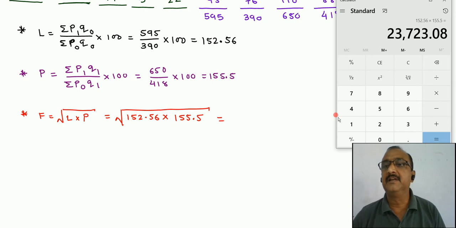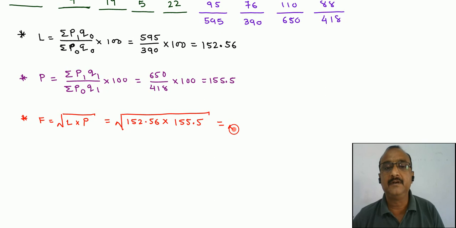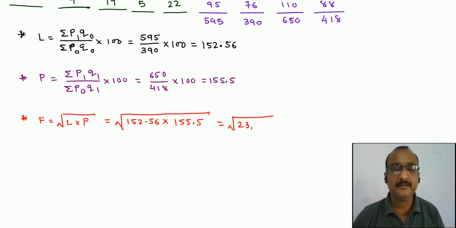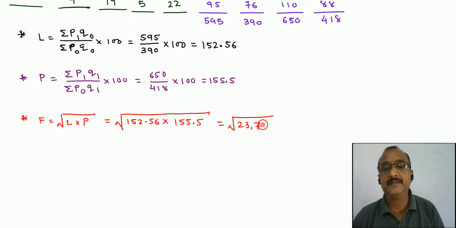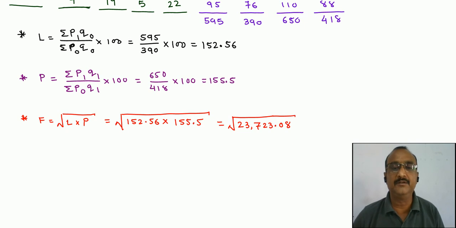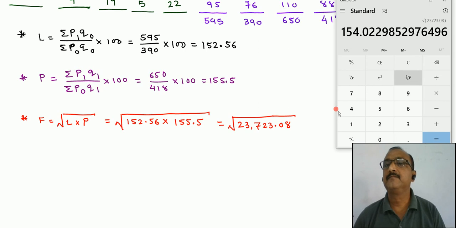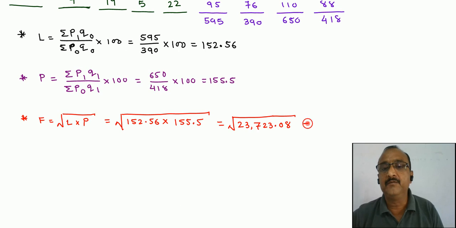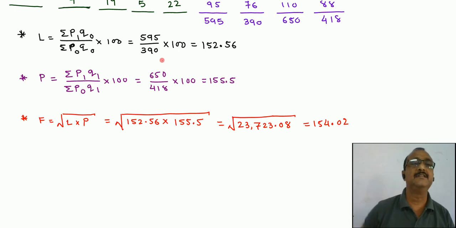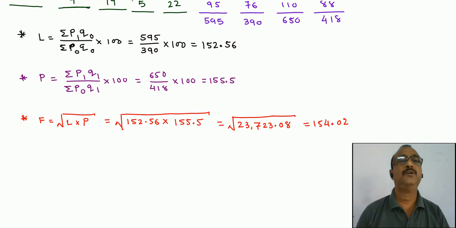This is equal to 723.0 under root, and the answer is 154.02. This is Fisher's index number.